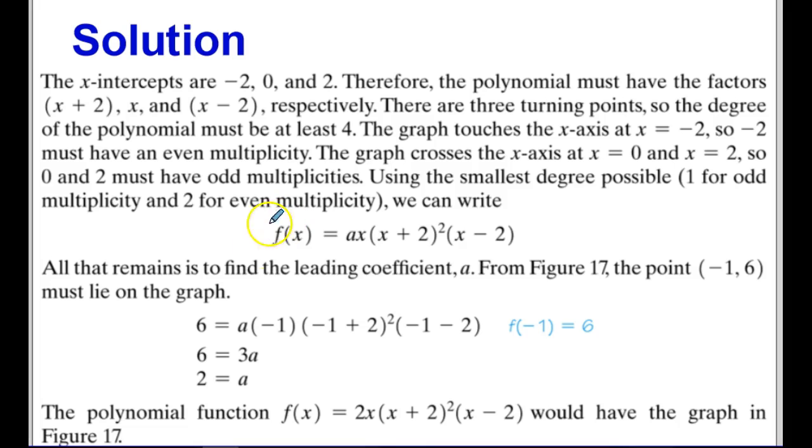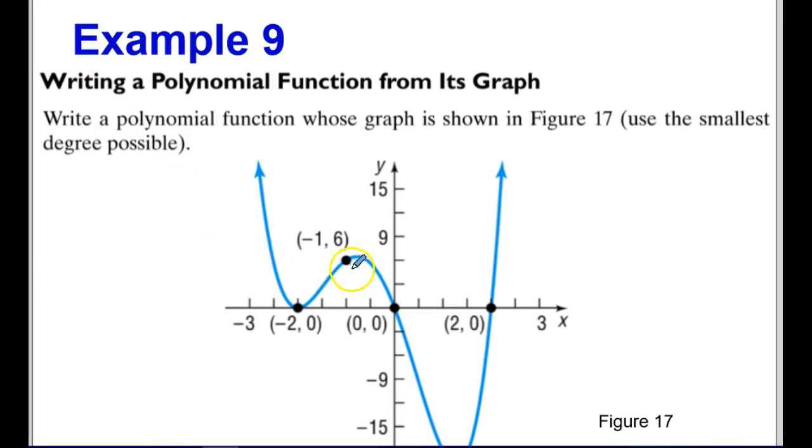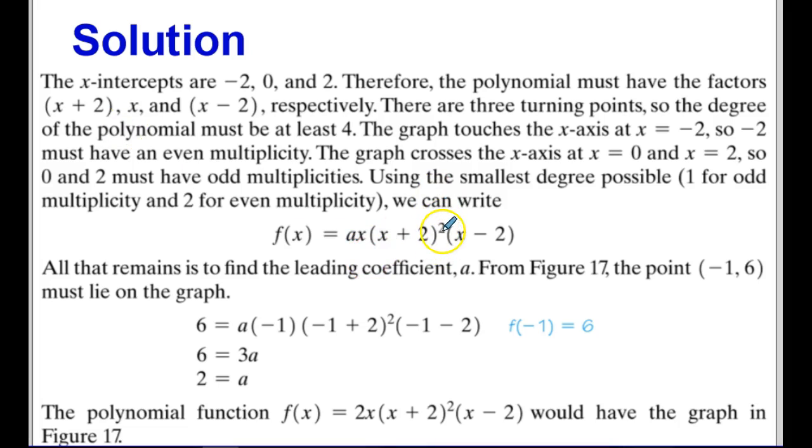So I can rewrite my function, right? So I've got a times x times (x plus 2) squared times (x minus 2). Okay, and I know that this is going to have a squared component because I only touch the x-axis here. I never cross through it. And if I touch the x-axis, I have to have an even exponent. So I have to put an exponent with this factor. So that's where this squared comes from.